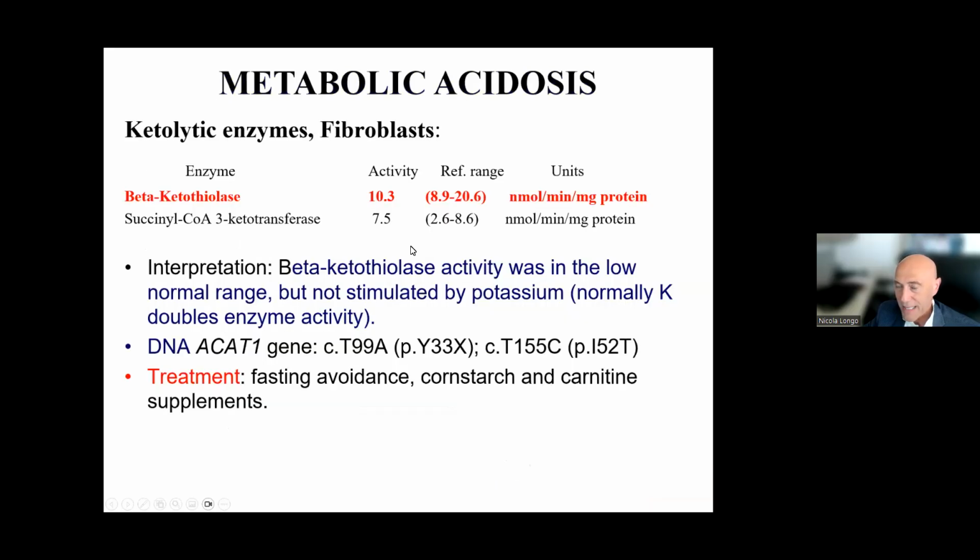And when we did enzyme assay, again, this is from some time ago, you can see that the enzyme assay actually was normal. But the activity of this enzyme is strongly stimulated by the addition of potassium. And when that was added, there was no stimulation. So basically what the enzyme assay told us is the enzyme is wrong, but don't ask me why. So to answer the question, we did genetic testing that identified compound heterozygosity for a stop codon and a missense variant. So we started the child on fasting avoidance, cornstarch, and carnitine supplement, and he started doing very well.